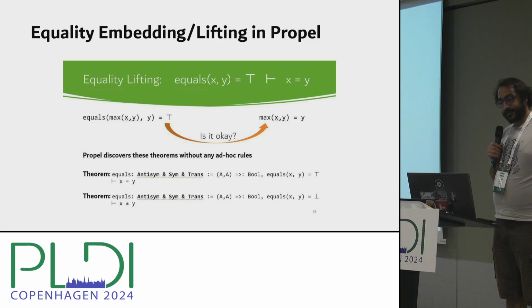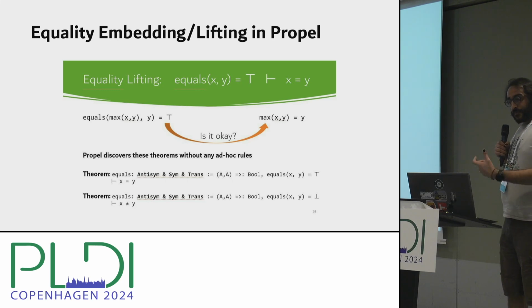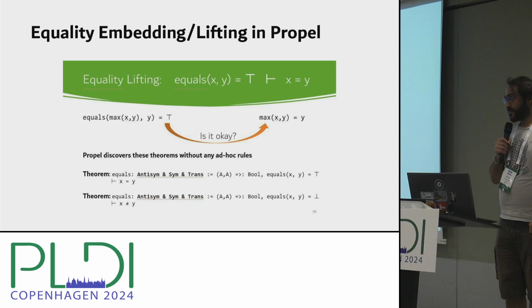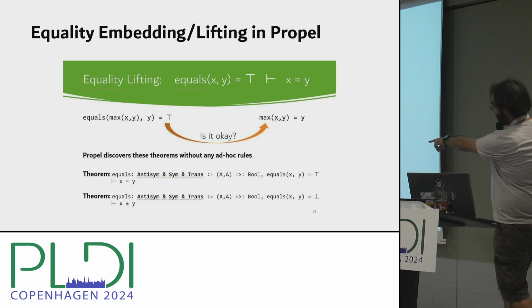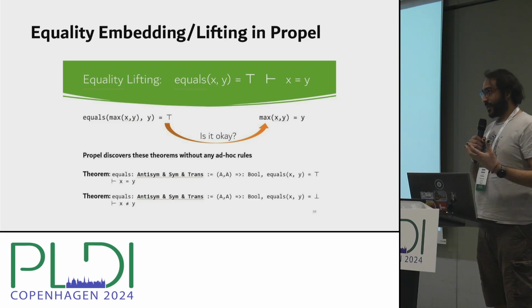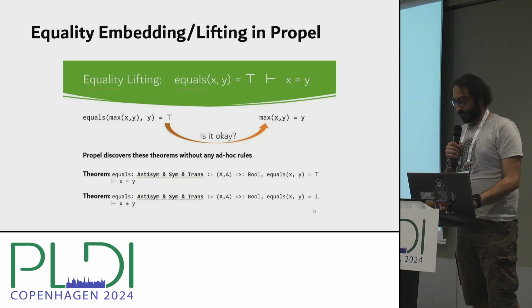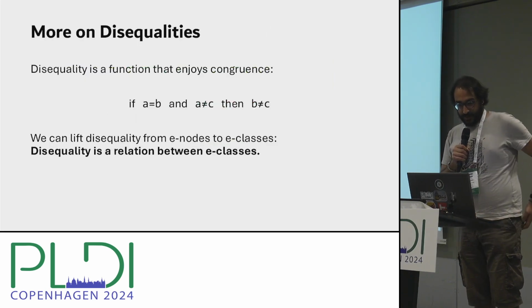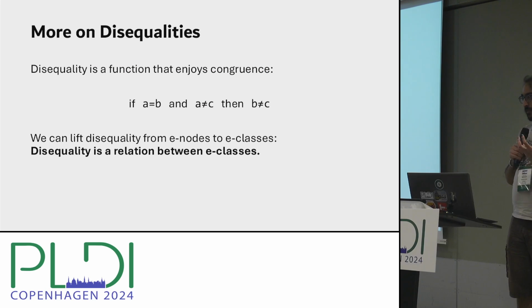We realized that Propel was able to reason about an embedded equality up to the meta level, which is these very last 2 theorems. I won't stress too much, but this kind of made me reflect on myself and realize that maybe we are doing this thing and we should do something else. So we did something else, and we looked again at what disequality is.